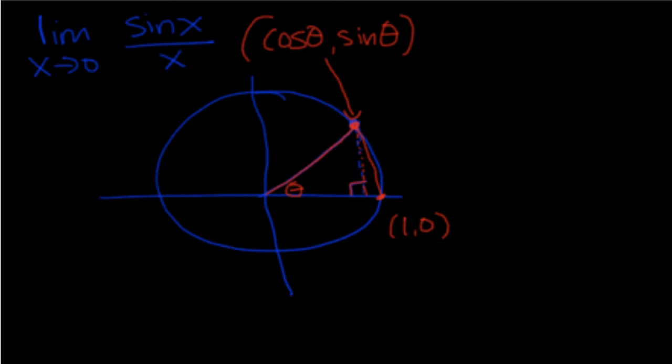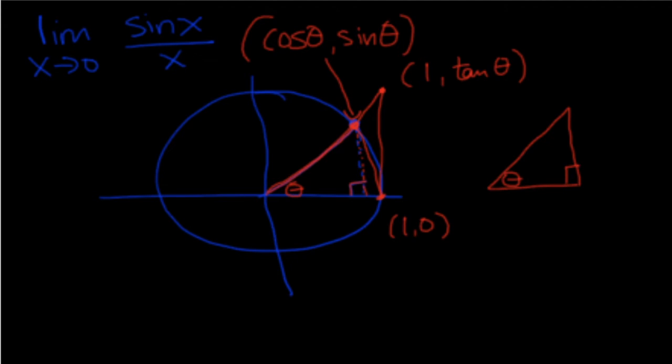I'm then going to extend the triangle all the way up, and then I'm going to join with this line. Okay, and then this is going to be 1 comma tangent theta, because we have this right triangle, the angle is theta, the adjacent side is 1. So tangent theta is the opposite over adjacent. So this side is 1.